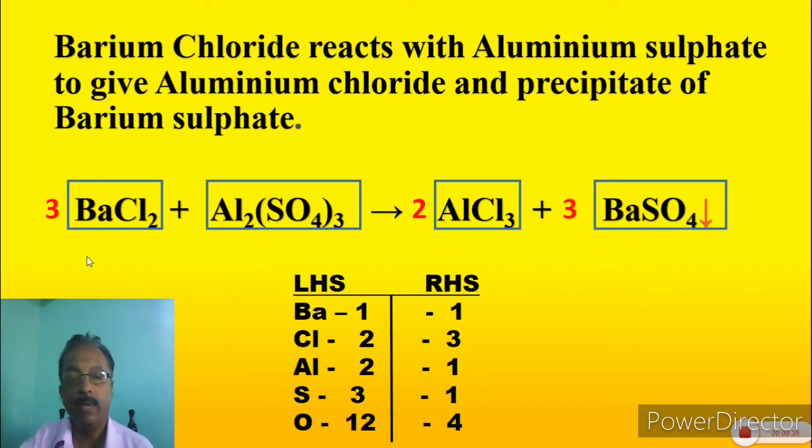On the left hand side 3 atoms of barium, right hand side 3 atoms of barium. On the left hand side 3 into 2, 6 atoms of chlorine, and on the right hand side 2 into 3, 6 atoms of chlorine. On the left hand side there are 2 atoms of aluminium, and on the right hand side there are 2 atoms of aluminium. So it is balanced. On the left hand side there are 4 into 3, 12 atoms of oxygen, and on the right hand side 3 into 4, 12 atoms of oxygen. So this is how the equation is balanced.